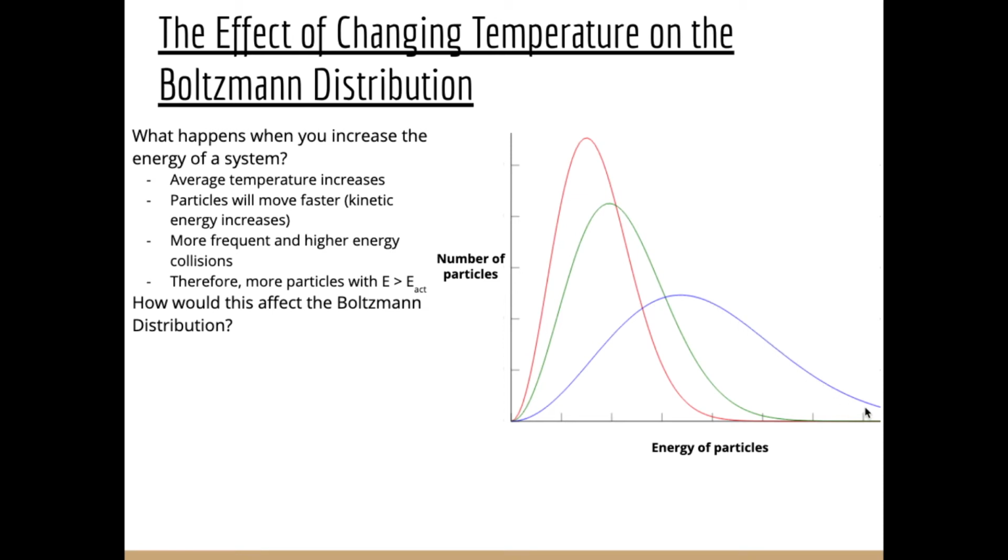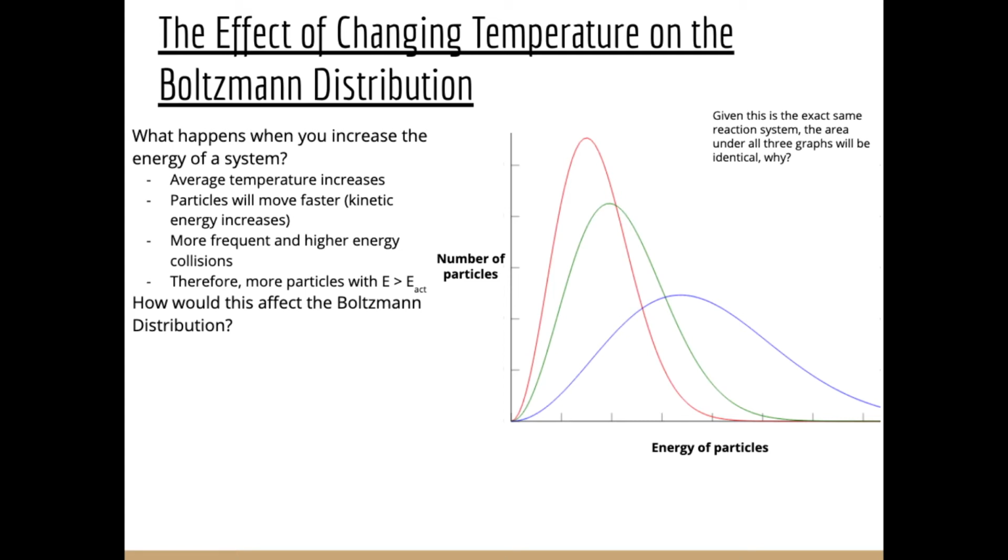If I were to decrease the energy, decrease the temperature of the system, then the particles would get less energy. So we would see the peak move to the left and the curve would, what's the opposite of flatten? It would sort of grow, wouldn't it? So this red one would be if the temperature was decreased.